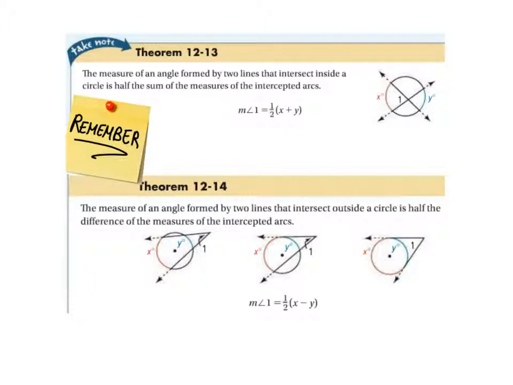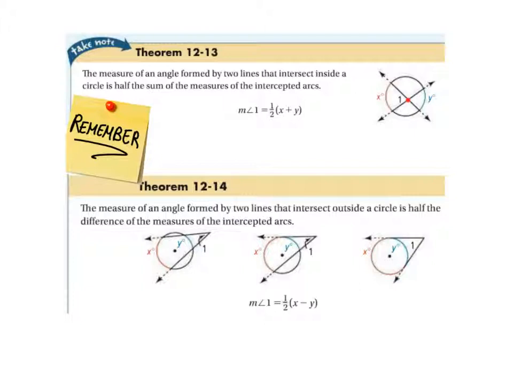This first one: the measure of an angle formed by two lines that intersect inside of a circle is half the sum of the measures of the intercepted arcs. Okay, that's kind of wordy, but here's the gist of it. If you get these two lines that intersect, and this is not necessarily the center of the circle. In fact, it's probably purposefully not the center of the circle.